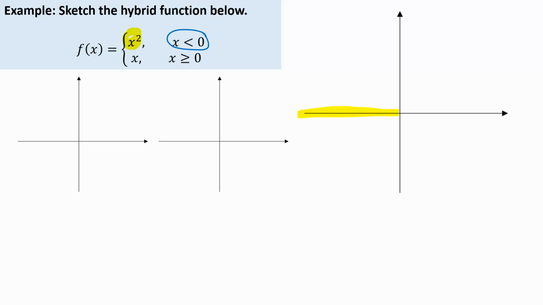When x is less than 0, so when x is negative, I want you to sketch the quadratic equation. But when x is bigger than or equal to 0, I want you to sketch a straight line equation, which is y equals x. So you get two parts. And that's why it's called a hybrid function, because you're sketching two graphs into one, because you're splitting up the domain.